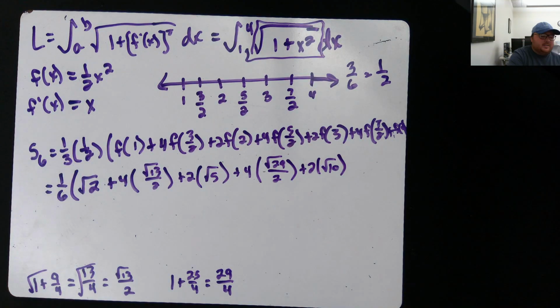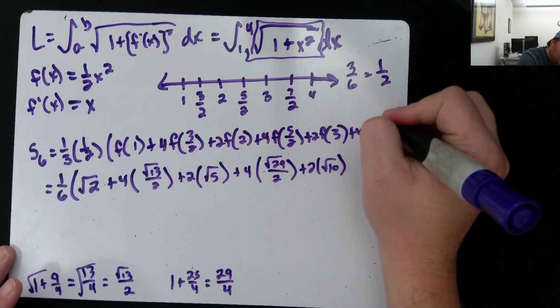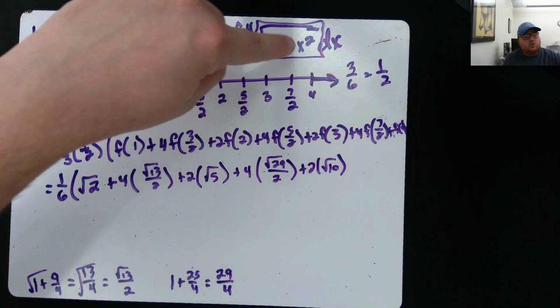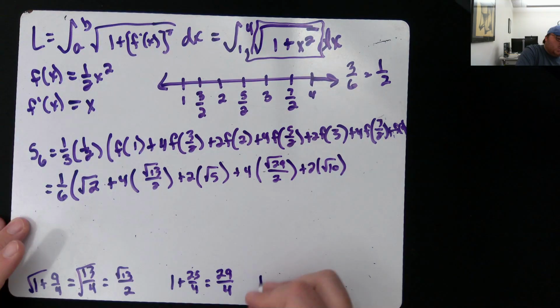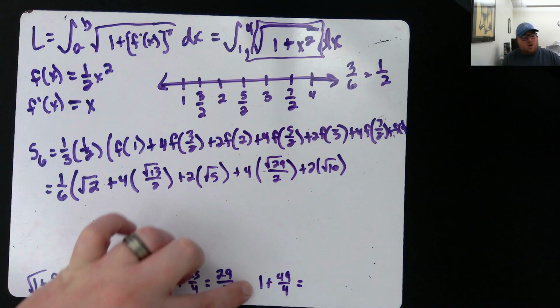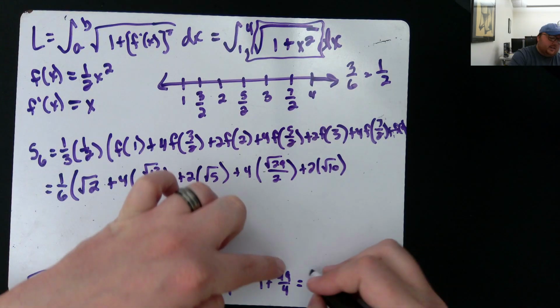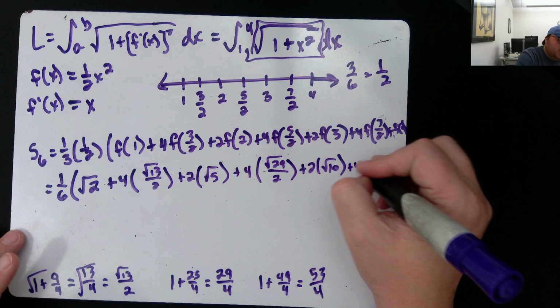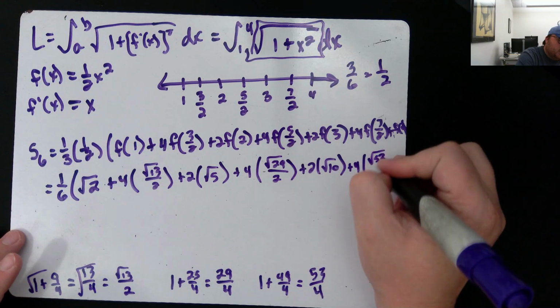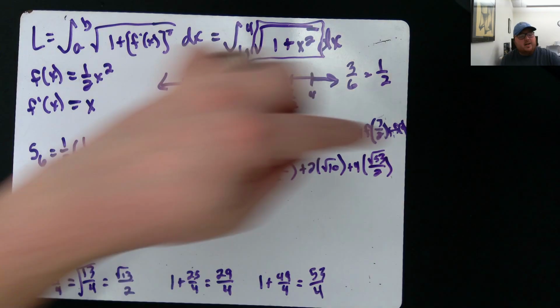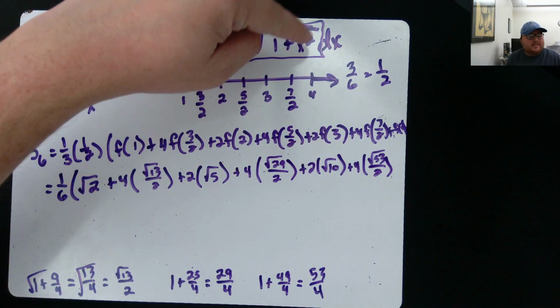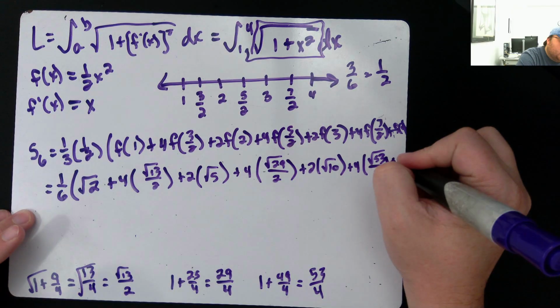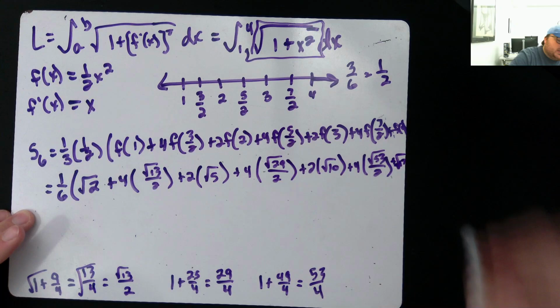F of 7 over 2. 7 over 2 squared is 49 over 4. 1 plus 49 over 4. Once again, remember 1 is 4 over 4. 4 plus 49 is 53. Square root of 53 we can't do, so just leave it. But the square root of 4 is 2. Plus f of 4. 4 squared is 16, plus 1 is 17. So plus the square root of 17.